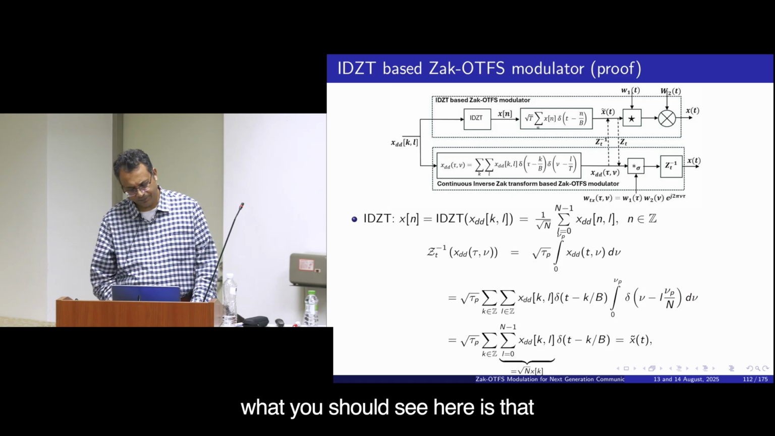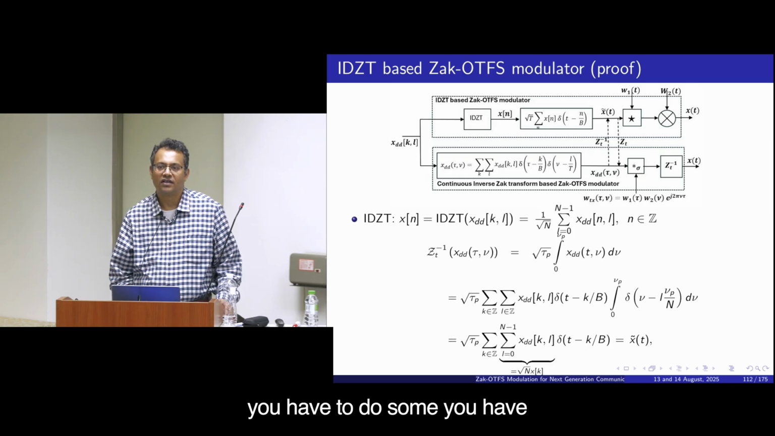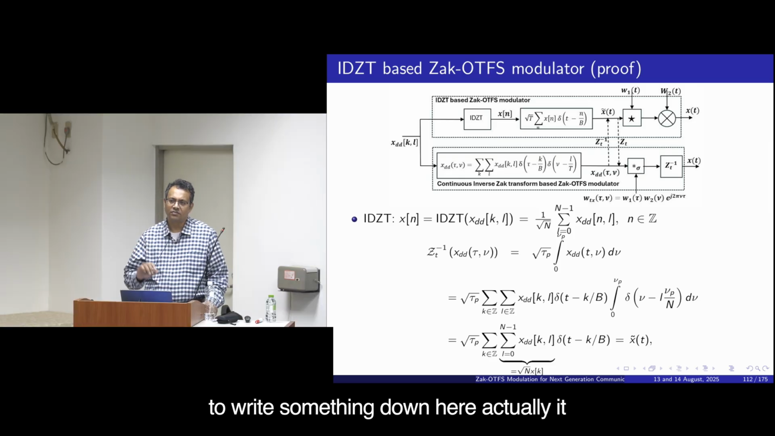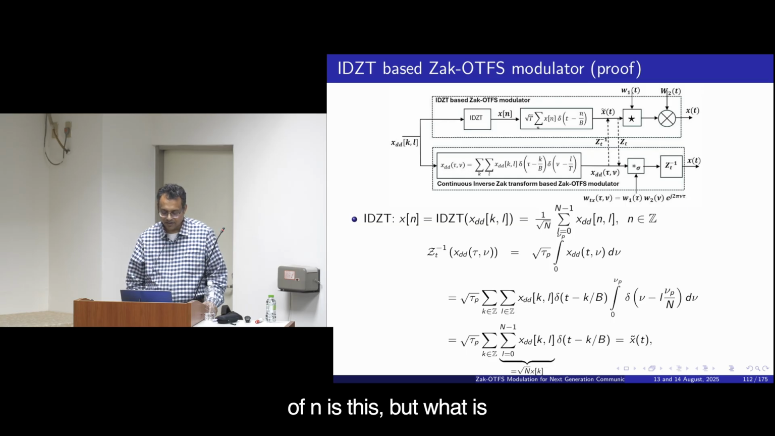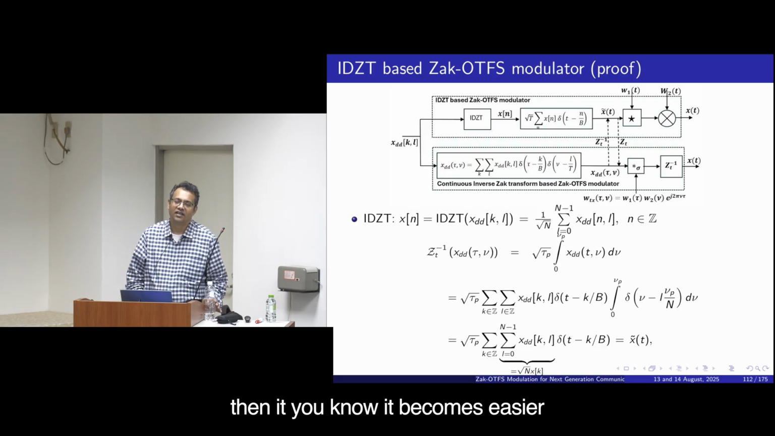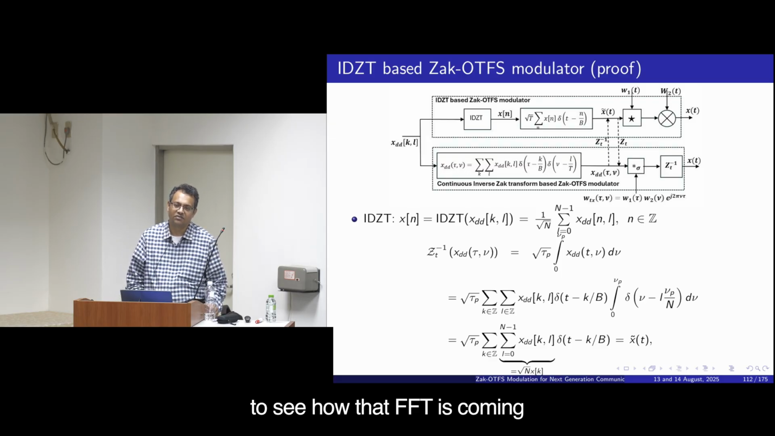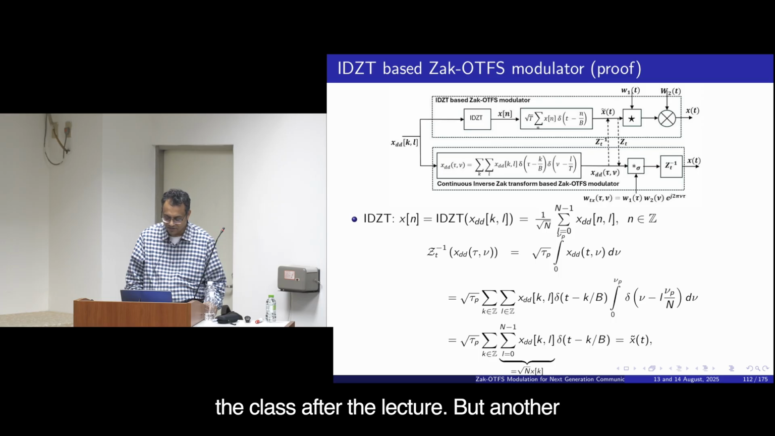But what you should see here is that this xdd is quasi periodic. You have to write something down here, actually it is not so straightforward. X of n is this, but what is x of small n plus capital N? That looks similar, but if you write it like a quasi-periodic thing, then it becomes easier to see how that FFT is coming in. Maybe we can discuss that after the lecture.